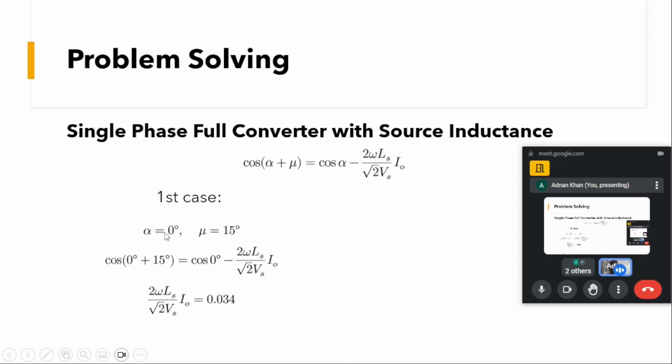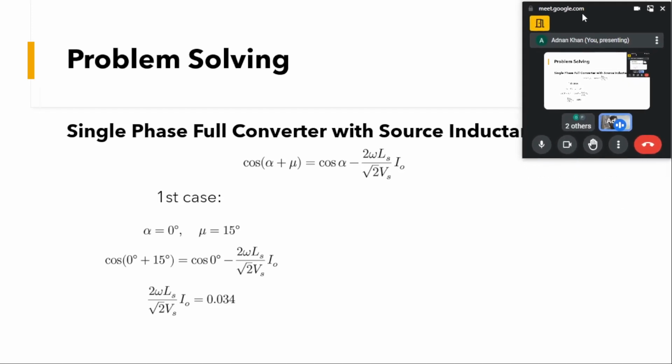Putting these values here, alpha equal to 0° and mu equal to 15°, we get the value of twice omega Ls by root 2 Vs I naught equal to this much amount. Since these parameters are constant, we know now that the value of this component is equal to 0.034. This is known to us now.